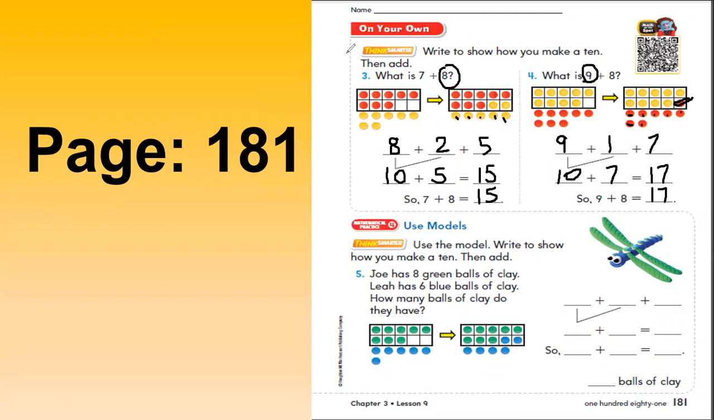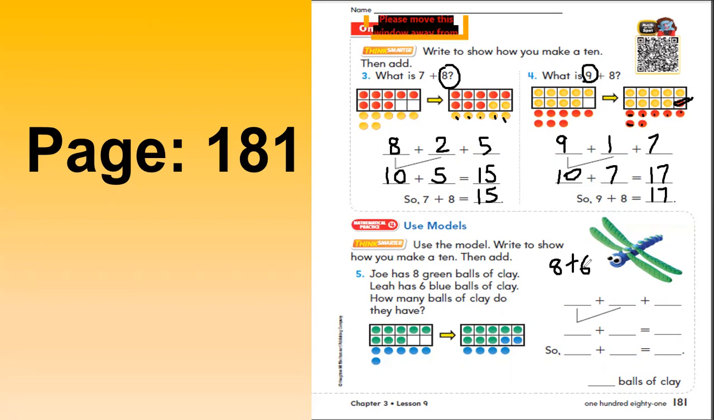Now the next one. Use models. Use the model to show how you make a 10. Then add. Again, you're going to do the same way. Here, Joe has 8 green balls. So that gives us the sum as 8. And Lee has 6 blue balls. So plus 6. So this is what we have to find. Then how many balls of clay do they have?